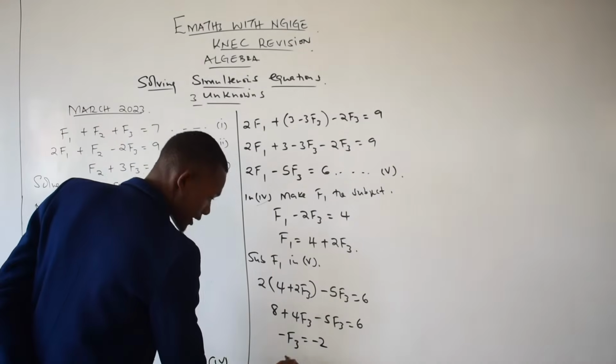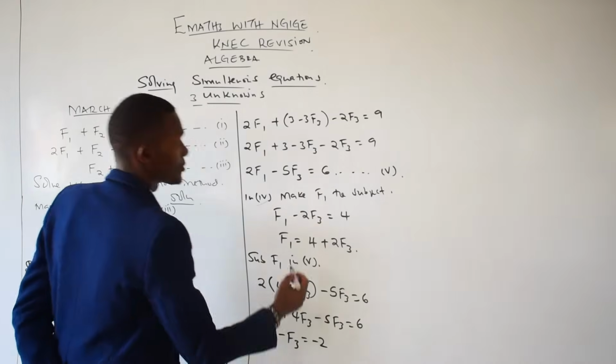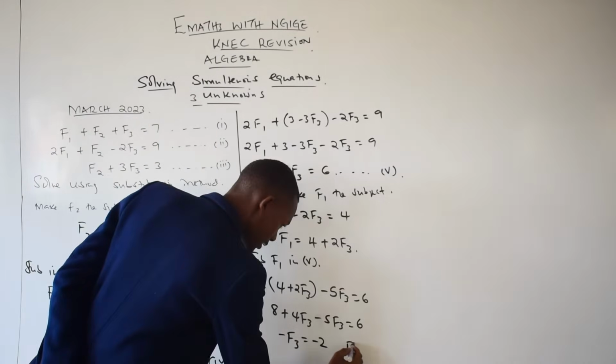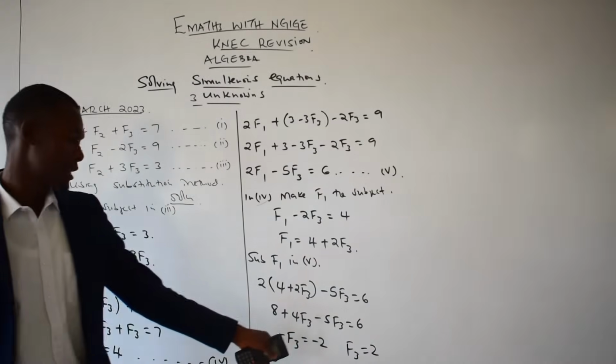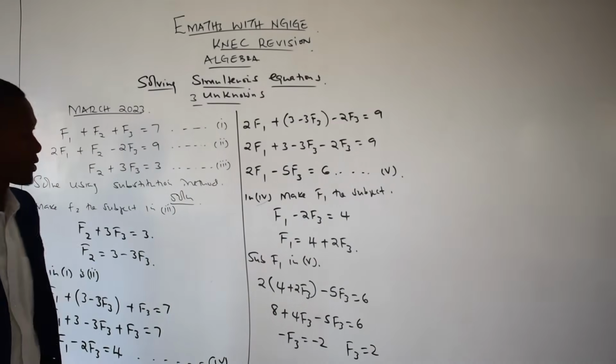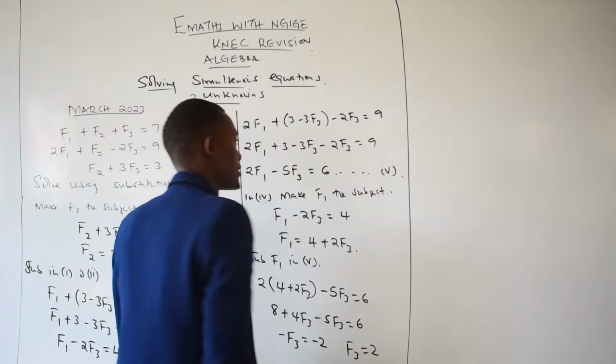Divide by the negative and the negative, your f3 is given by what? f3 will be given by 2. So you can write here that your f3 is given by 2, because you divide by a negative of 1 by negative of 1, then they cancel out. You have the value for f3.